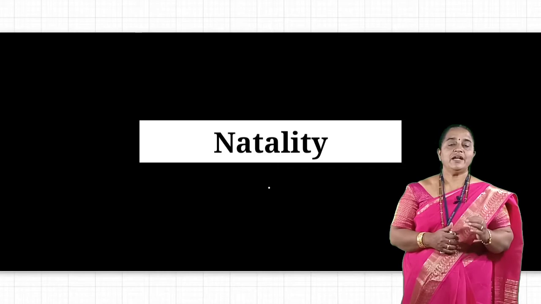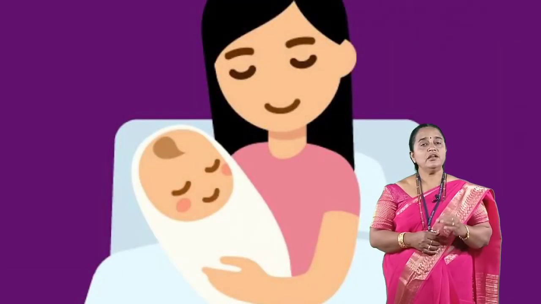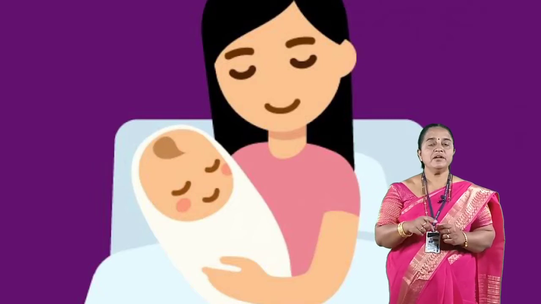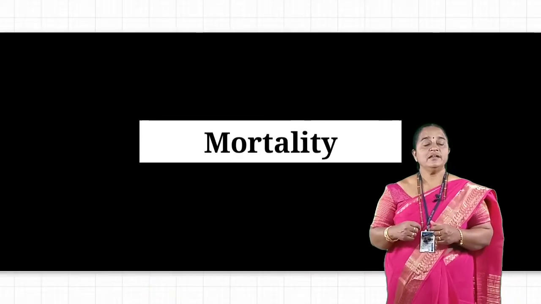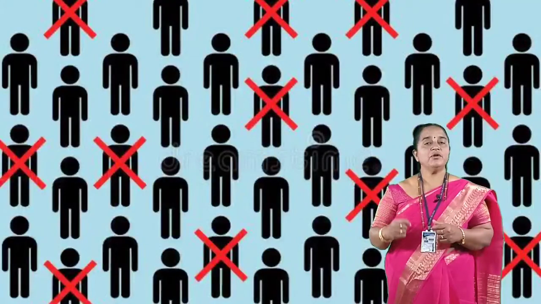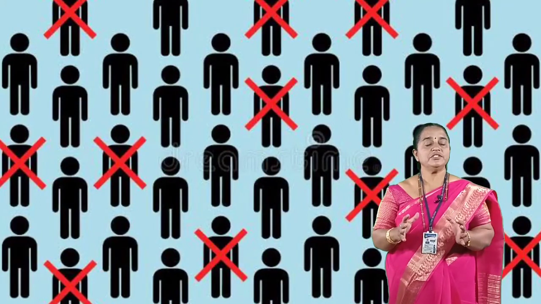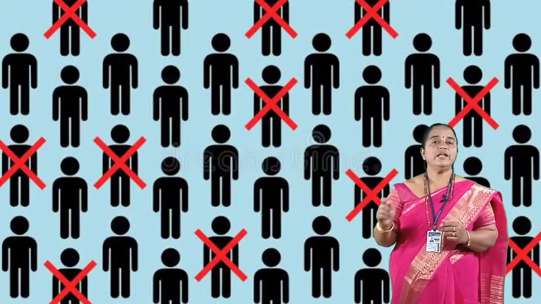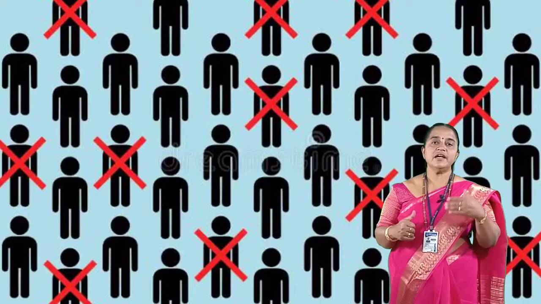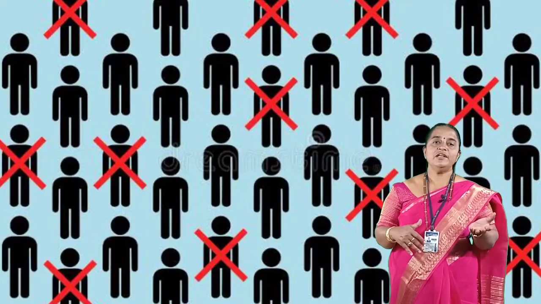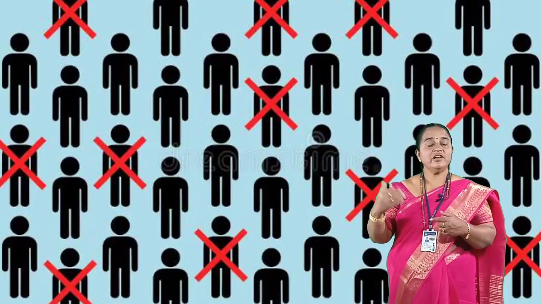Number 1, natality. In simple language we call it birth rate, the total number of organisms added by birth to the existing population. And mortality means death rate, the total number of organisms deleted from the existing population due to death. So if birth rate is higher than the death rate, the population is expanding, and if it is reverse, the population is declining.